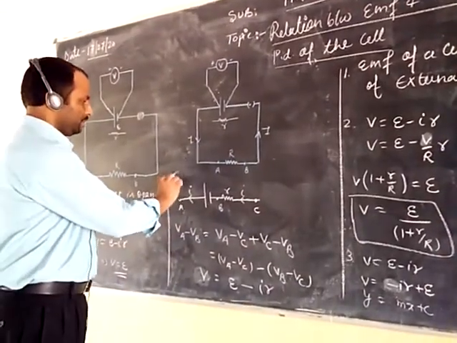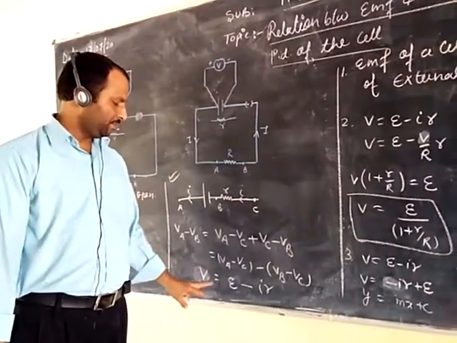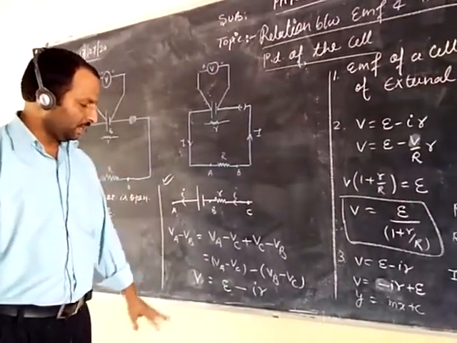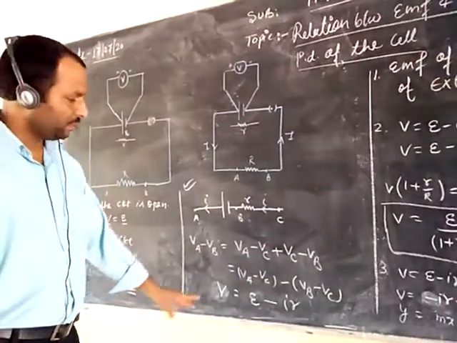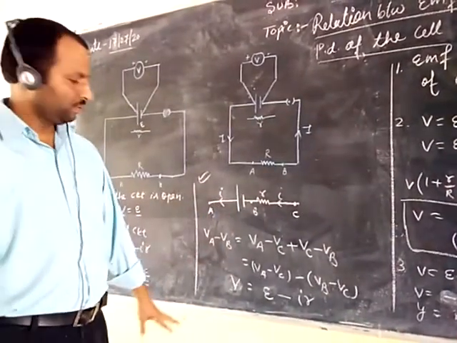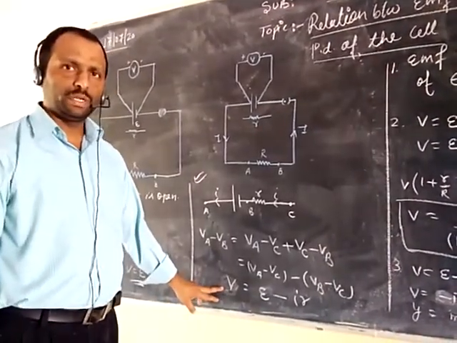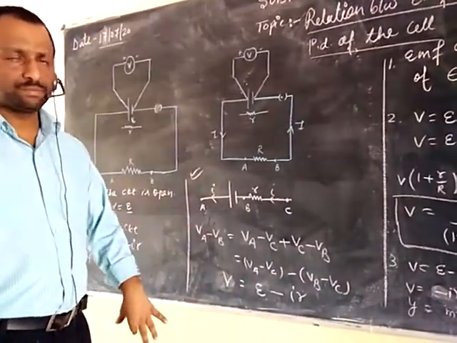This is also another method to derive the relationship between the voltage and the EMF. V is equal to E minus IR. This is the condition for discharging. As the circuit is closed, the current is discharged, so the terminal potential difference will decrease. Now what will happen if it is charged?